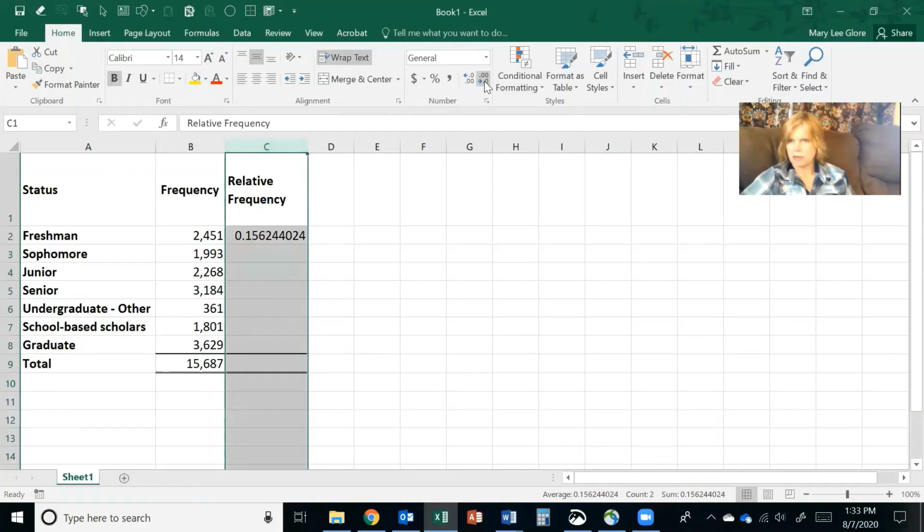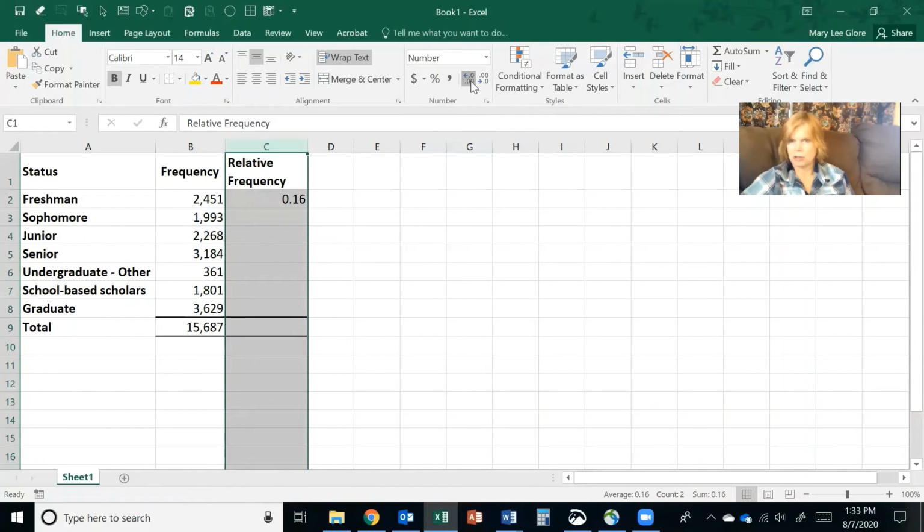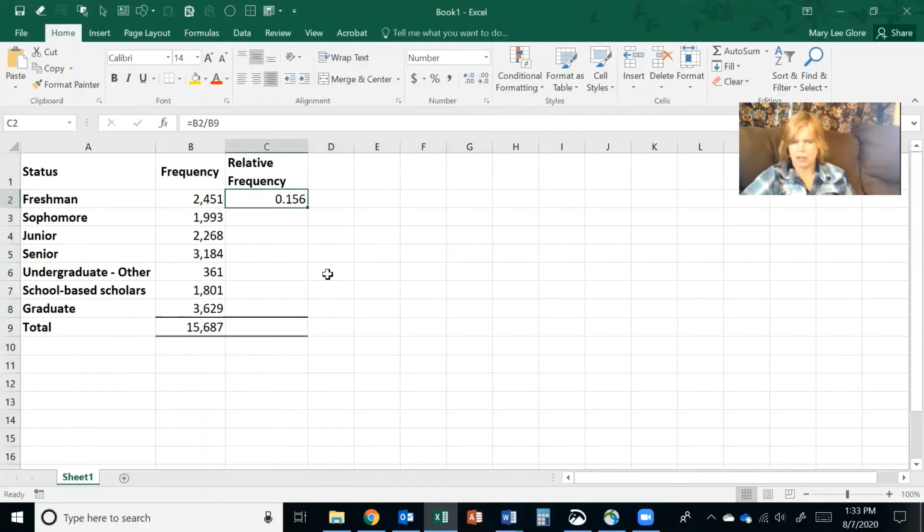All right, so I'm going to reduce the number of decimals to 3. I'm going to make this a number, and then I'm going to increase it. There we go. So 0.156 to 3 decimal places. All right, so now I want to do the same thing for the rest of these.